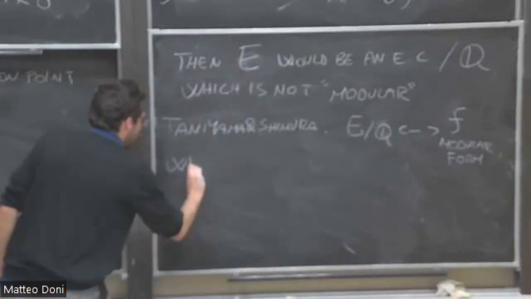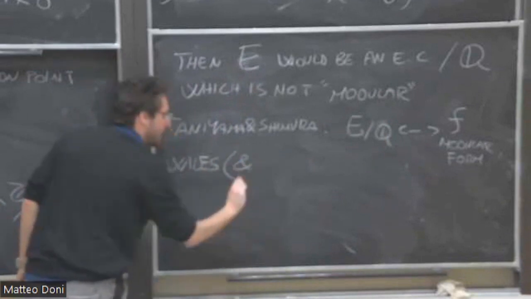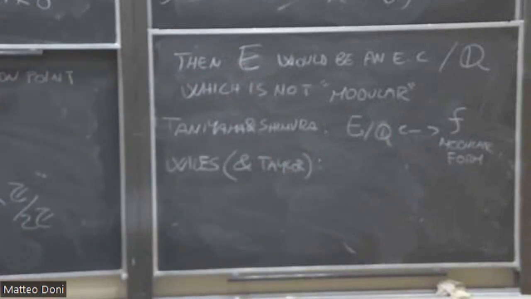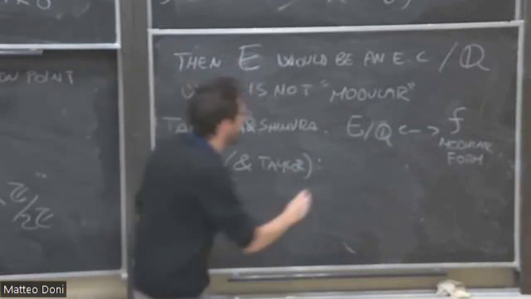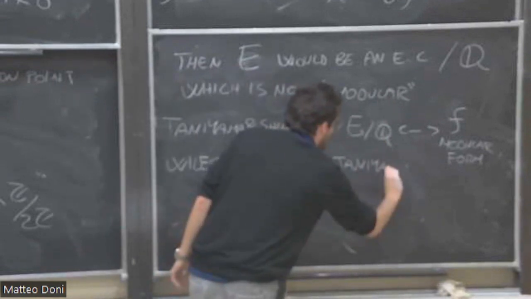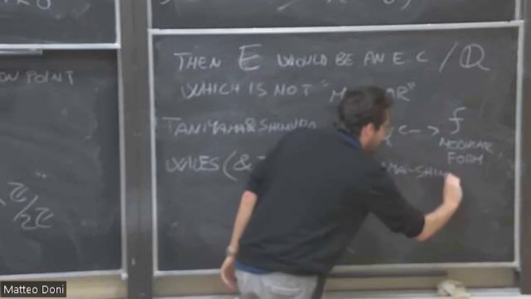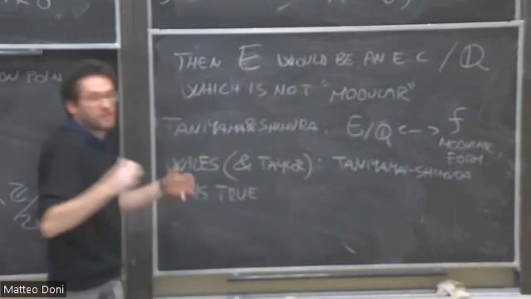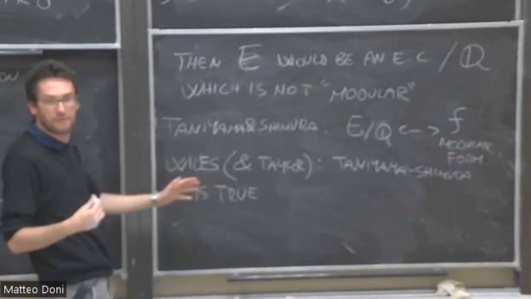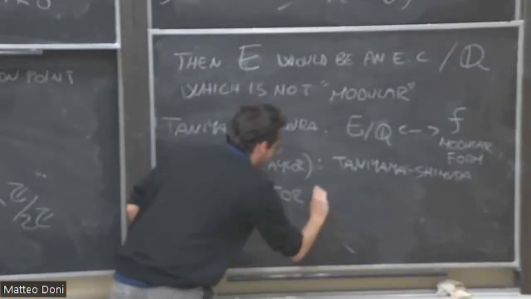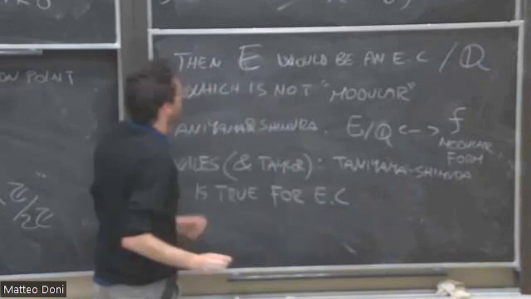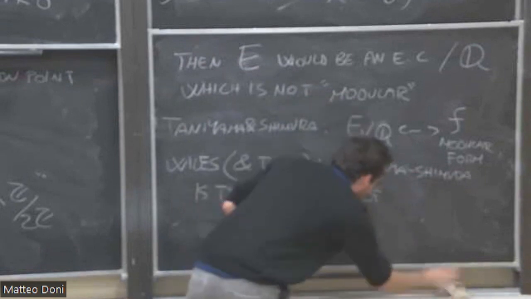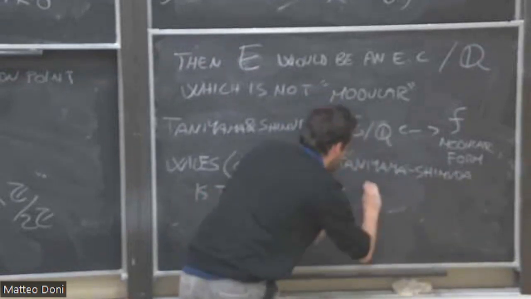And what Wiles, with the help of Taylor, did was to prove that in fact Taniyama-Shimura is true, not in general, in the sense that they did not prove this in general, but for the elliptic curves related to the Fermat problem.